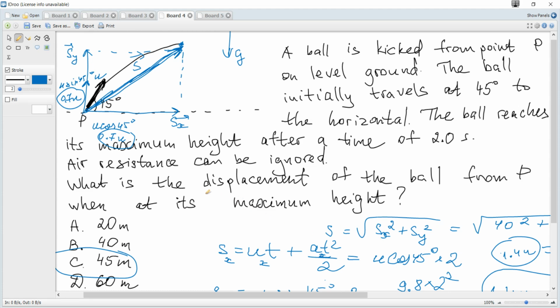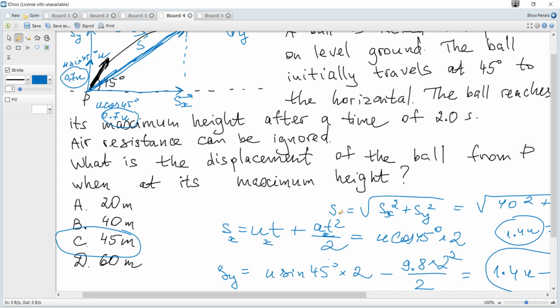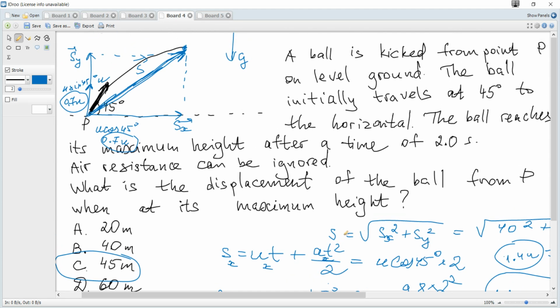And notice that the question is displacement in general, not just horizontal displacement or vertical displacement. It's just displacement. This vector is required. And that's all for this question.